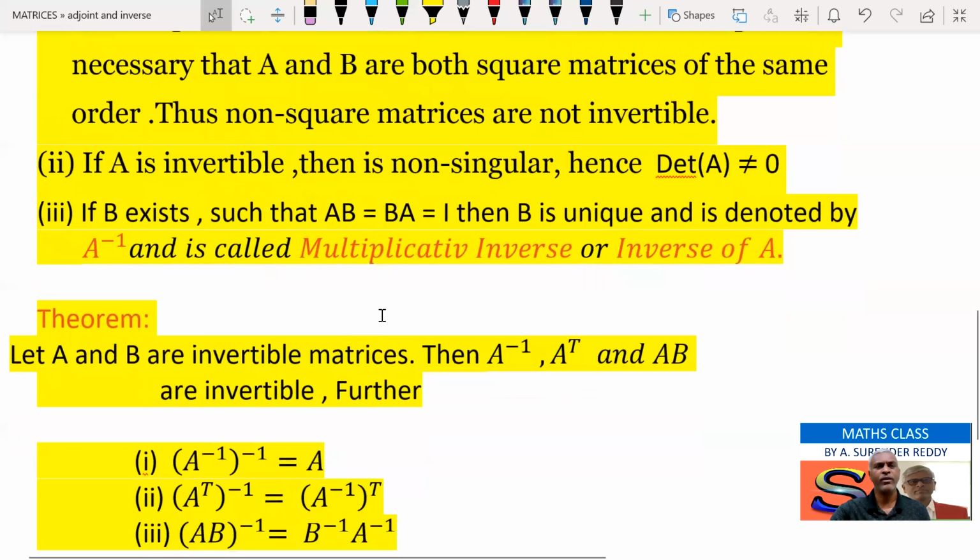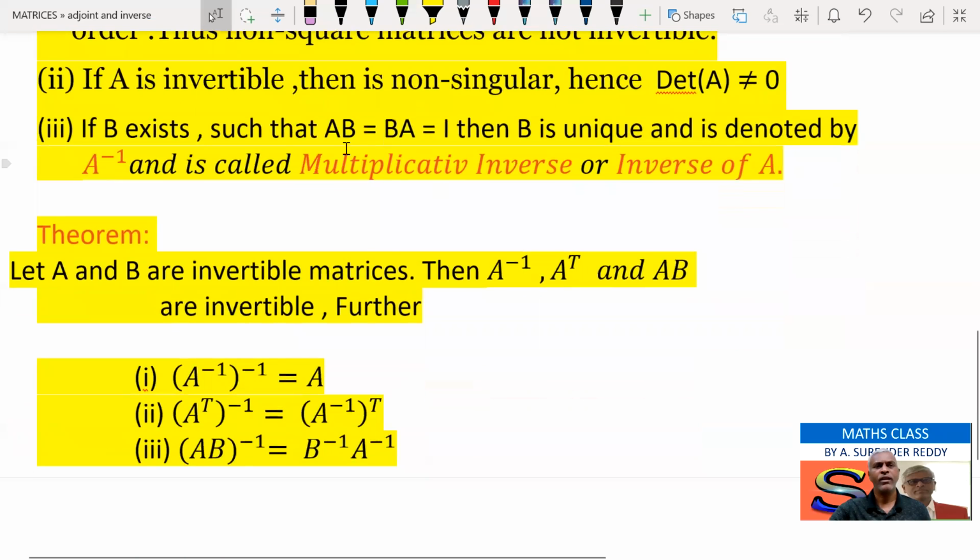This is a very, very important concept. AB is equal to BA is equal to I, then B is the inverse of A. So A inverse is equal to B, or B inverse is equal to A also.